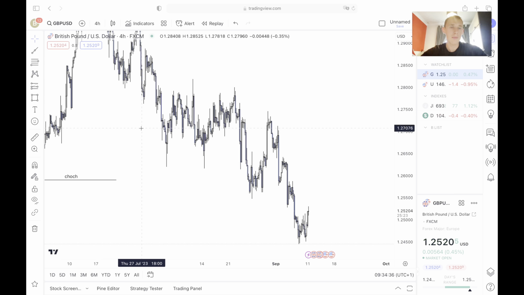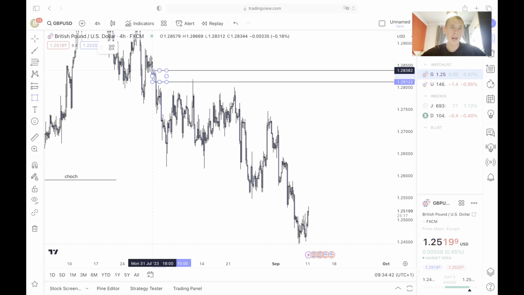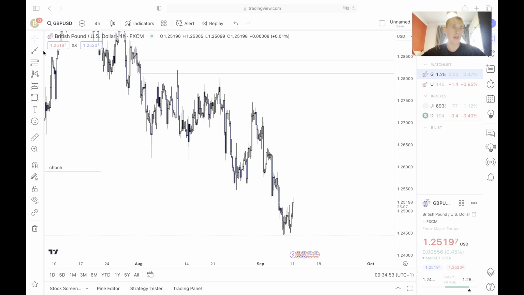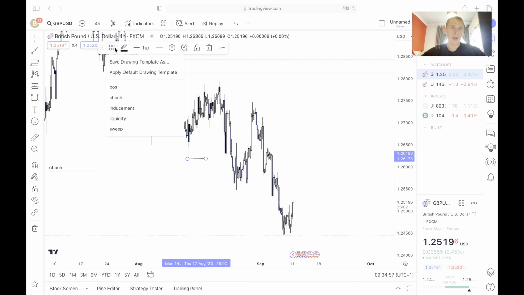So on the 4 hour, what I like to do normally is mark out some of the mitigations. So we had price move down, came back, took out this liquidity, mitigated this area of supply, pushed down, breaking this 4 hour low. So if we mark that on, this is our 4 hour break of structure.